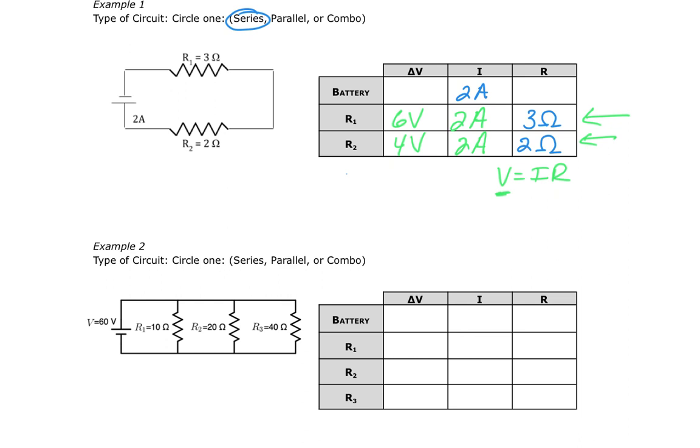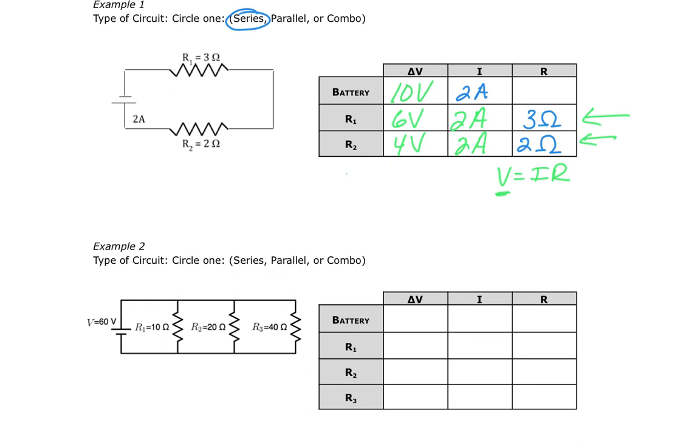Now I have to remember something else about a series circuit. In a series circuit, I know that the voltage drops across all of the components connected in series have to equal the voltage drop of the battery. So if I have a voltage drop of 6 volts over R1 and 4 volts over R2, the battery must be supplying 10 volts of electric potential difference.